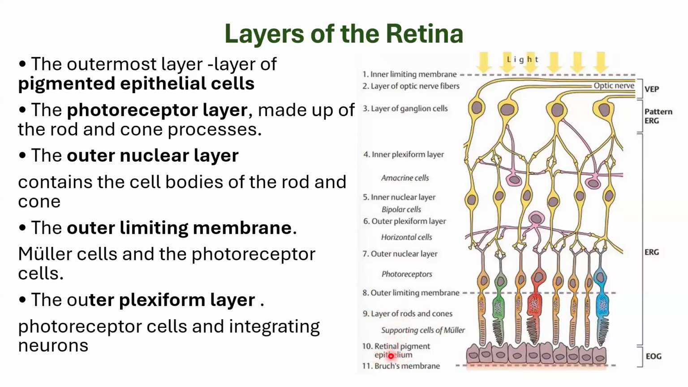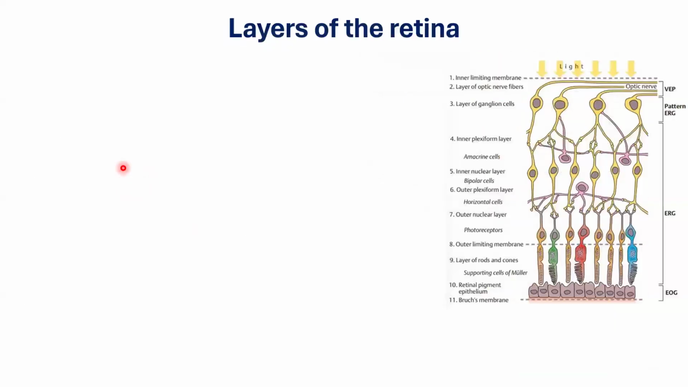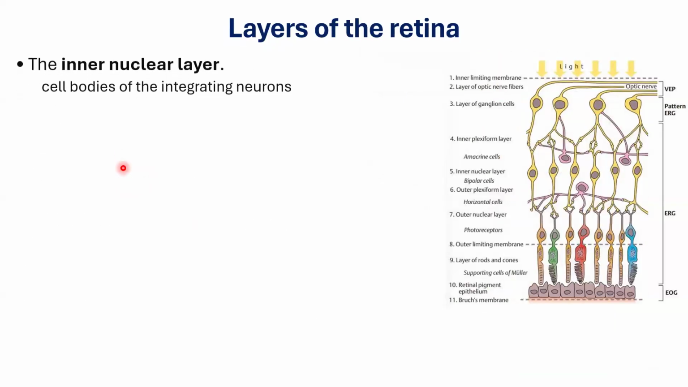A point to appreciate is that layer number 10 is the retinal pigment epithelium. Layer number 9 is the layer of rods and cones. Then you'll have the outer limiting membrane, outer nuclear, outer plexiform. So the limiting membrane comes before the outer nuclear layer. For the other layers, the inner nuclear layer will contain the cell bodies of integrating neurons. These are the integrating neurons, the bipolar cells.